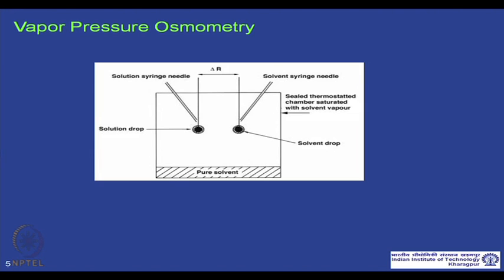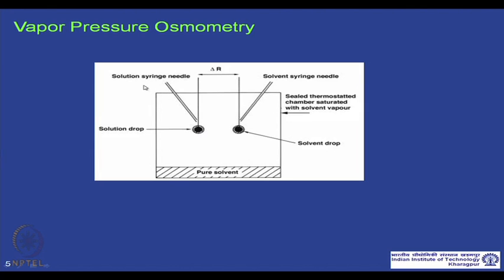Okay, with this let us move on to the next technique of determining number average molecular weight, vapor pressure osmometry. In this method, these are the two thermistors which are capable of determining temperature differences as low as 10 to the power minus 4 Kelvin. They are placed in a sealed thermostatic chamber which is saturated with the solvent vapor. Now, with a syringe, in one thermistor a solvent drop is placed, and in another thermistor a polymer solution drop is placed.